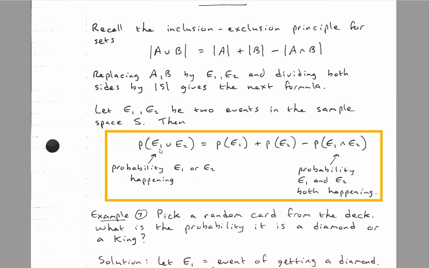So the probability of the union of 2 events is equal to the sum of the probability of each event separately, minus the probability of the intersection, which means the probability of both events happening. And the union here means the probability of E1 happening, or E2, or both. Alright, so this is a famous formula in probability.